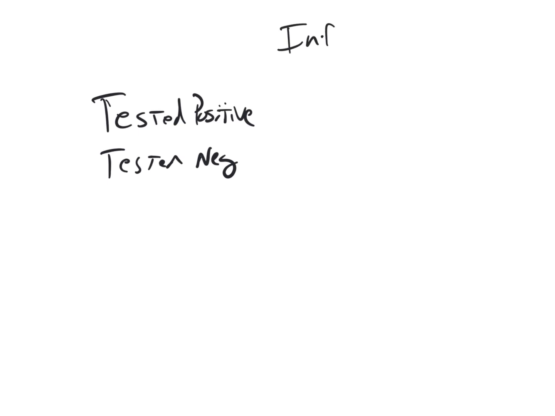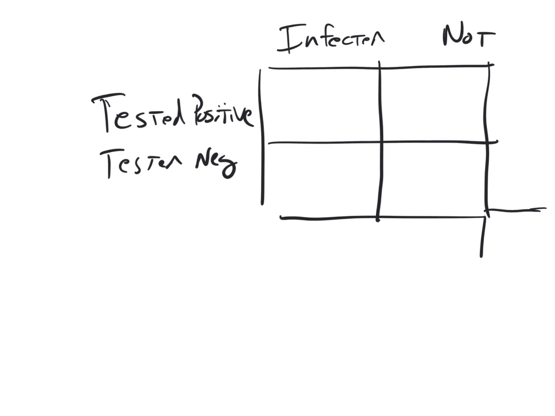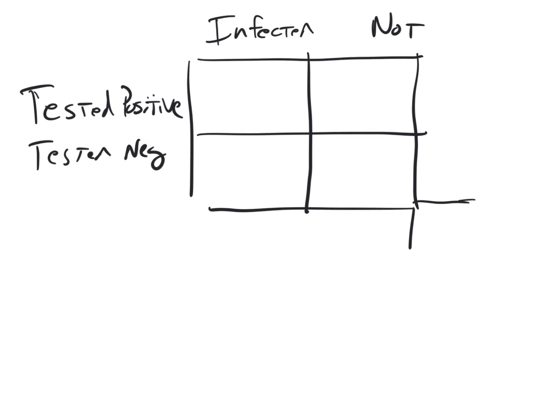So what I did is I wrote the rows: tested positive, and then tested negative. Then on top I wrote infected and not infected. And then I said, well, what if we start with that whole 1 out of 200 people?